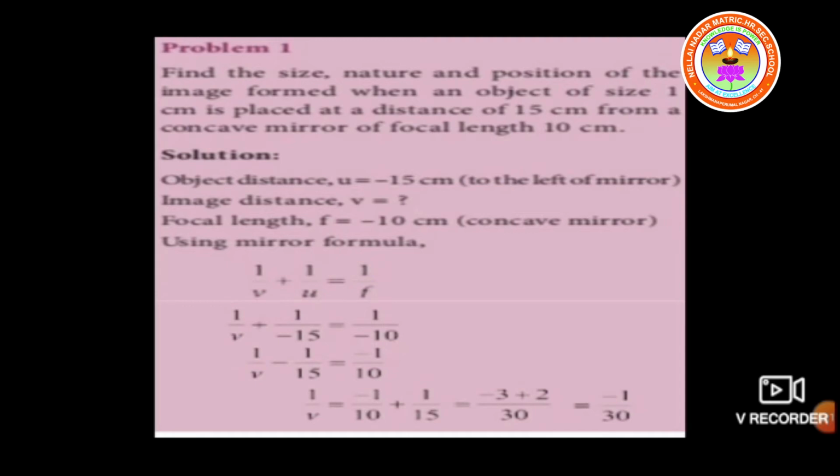1 divided by minus 15 is equal to 1 divided by minus 10. So in the next step, 1 divided by v minus 1 divided by 15 is equal to minus 1 divided by 10. Okay students, so this formula is simplified to 1 divided by v is equal to minus 1 divided by 10. This minus 1 divided by 15 on the right hand side will become plus 1 divided by 15. So 1 divided by v is equal to, we are taking the cross multiplication for this.